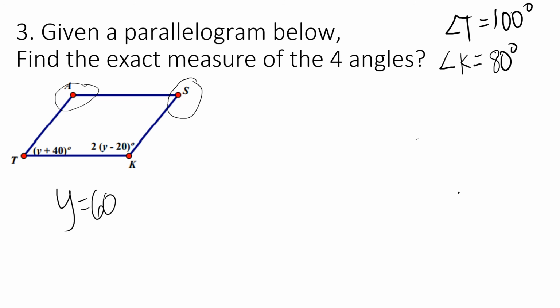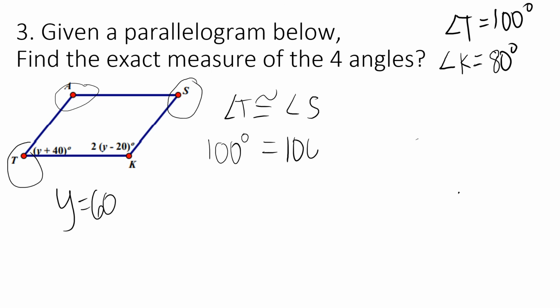And let's find the value of the remaining angles, angle S and angle A. So another property of the parallelogram says that opposite angles of a parallelogram are congruent. So S is opposite angle T. It means that angle T is congruent to angle S. So the value of angle T is equal to the value of angle S, which is 100 degrees. So both are 100 degrees. Angle S is equal to 100 degrees.